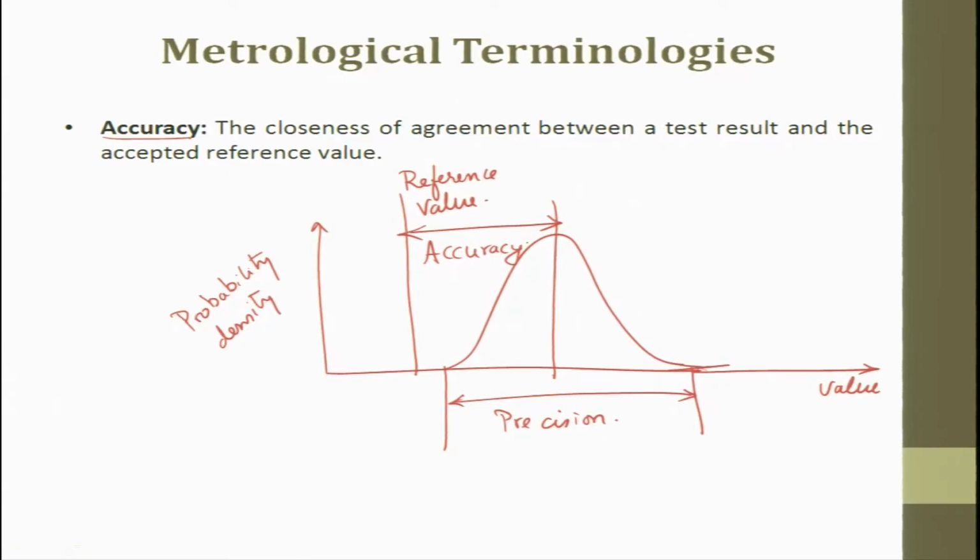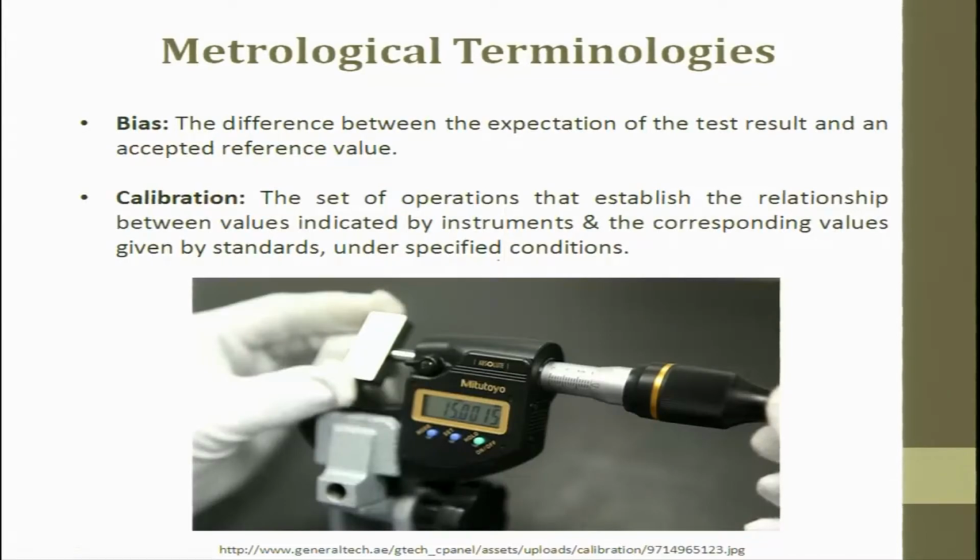From this figure, it is very clear that the y-axis is probability density and the x-axis is value. This is the reference value that you want, and this is the value that you have received or achieved. The difference between these is called the accuracy. The variation is called the precision. So, the closeness of agreement between the test result and the accepted reference value is called accuracy.